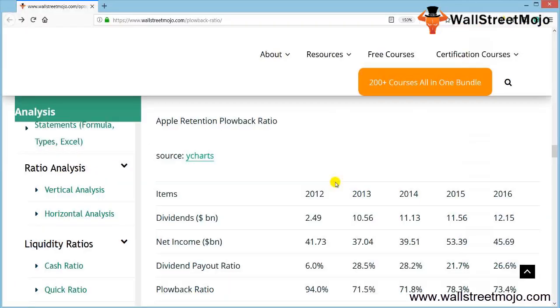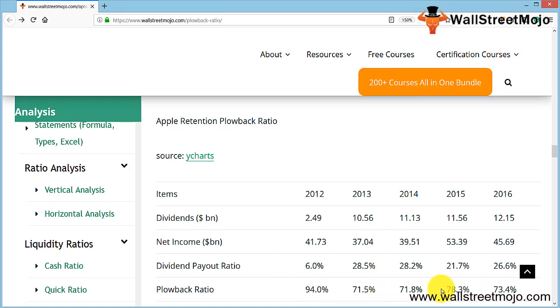Now, this is the example of Apple, which I've taken, a practical example to understand the plowback ratio of Apple Inc. We all are using the iPhones and iPad and Mac. So how about taking some real life example over here? We have dividend, which is from 2012 to 2016. The net income, the dividend payout ratio is here, and the plowback ratio is here.